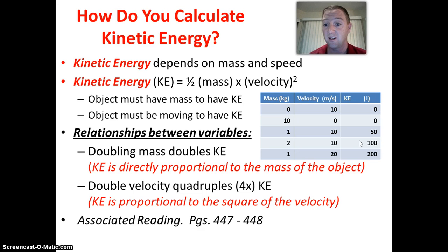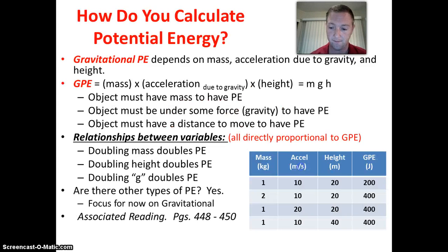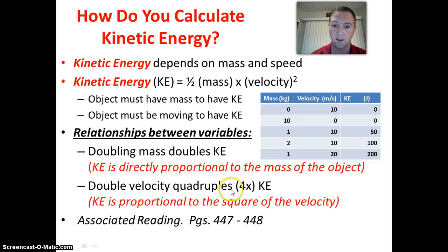Okay, so this is a little different. I increased proportional to the square of the velocity. So when I double velocity, I quadruple my kinetic energy. So I go from twice as fast with my velocity to 4 times the amount of kinetic energy.